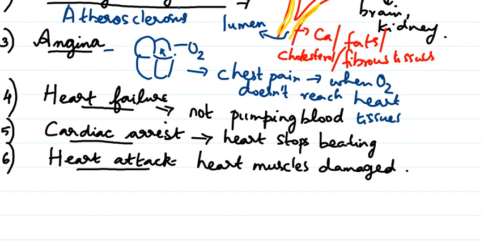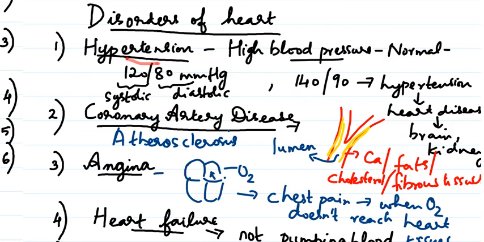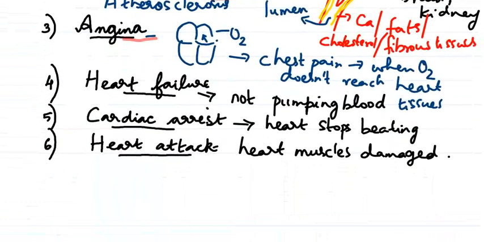So these are some of the disorders that affect the heart. The first is hypertension, and then comes coronary artery disease, angina, that is pain, heart failure, and cardiac arrest, heart attack.